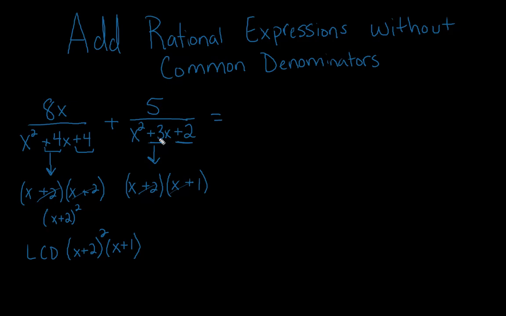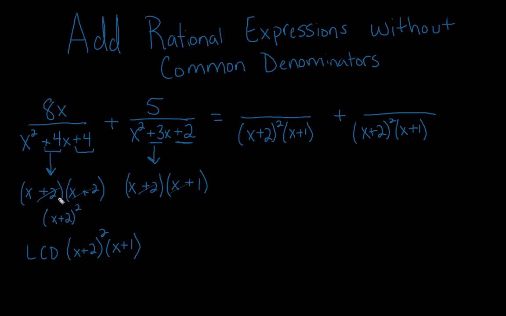If we were to rewrite this entire addition problem and rewrite these two expressions with our least common denominator, they're both going to be x plus 2 squared times x plus 1 plus x plus 2 squared times x plus 1. Here's our least common denominator. Now that we have a least common denominator, we have to change the numerators to reflect the changes we made in the denominator. Remember, we want to keep these rational expressions equivalent, so whatever we do to the bottom, we have to do to the top.